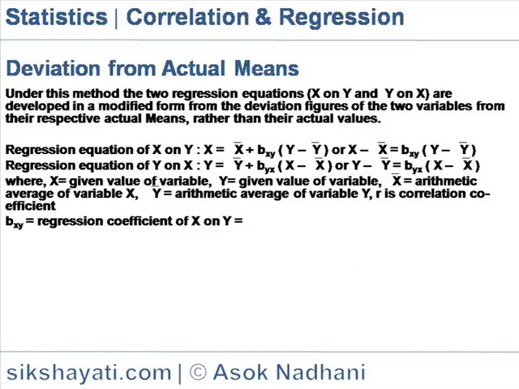Deviation from actual means. Under this method, the two regression equations, x on y and y on x, are developed in a modified form from the deviation figures of two variables from their respective actual means rather than actual values.